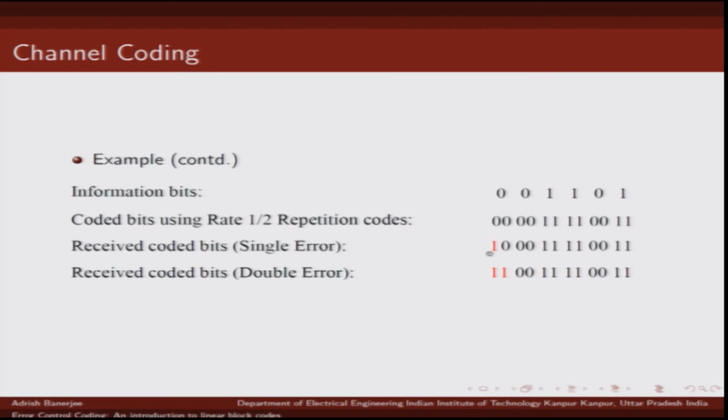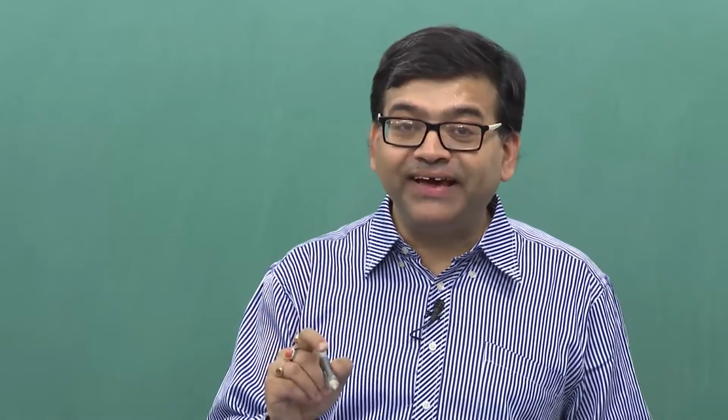So, I know there is an error in the first bit, but I do not know whether this is bit 0 or bit 1. Let us look at the other received bits. 0 0, this will be decoded as 0, 1 1, this will be decoded as 1, 1 1, this will be decoded as 1, there is no ambiguity. 0 0, this will be decoded as 0, again there is no ambiguity, and 1 1, this will be decoded as 1. So, we can see that using one additional redundant bit, we are able to detect a single error.